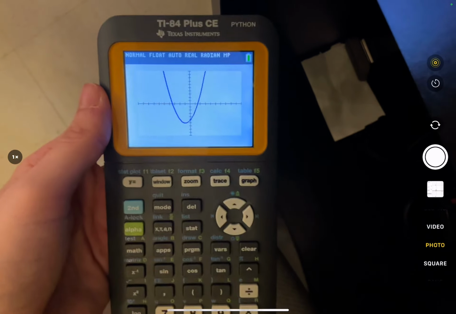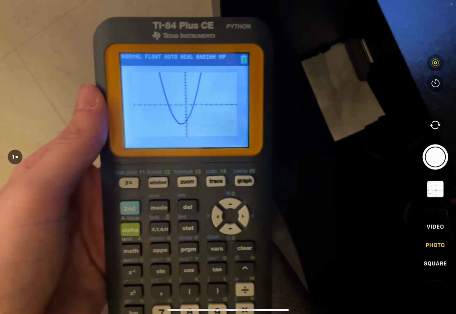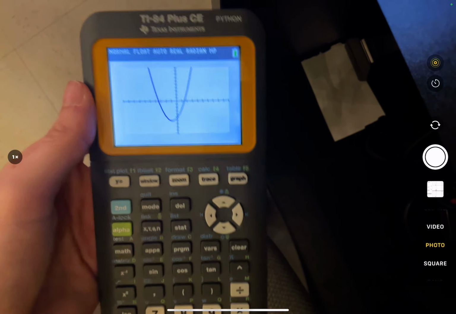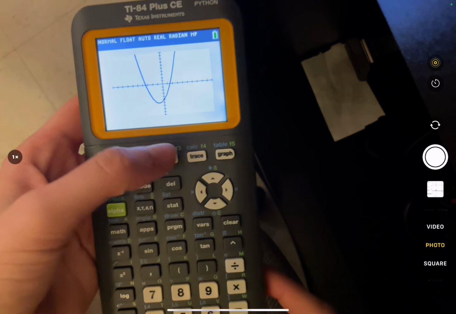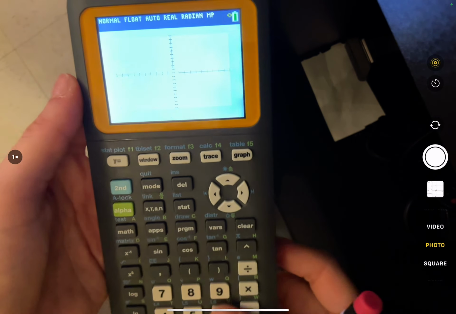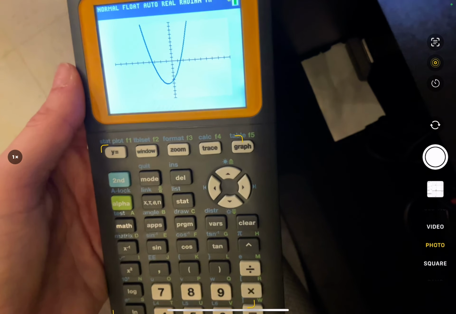Does everyone's look like this? If it does not look like this, to get it to zoom out or in so that it looks like this, you will click zoom 6 and it will put it in standard view.